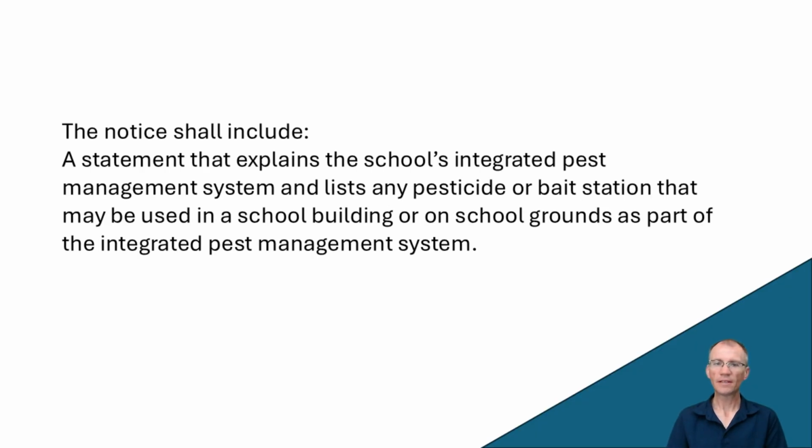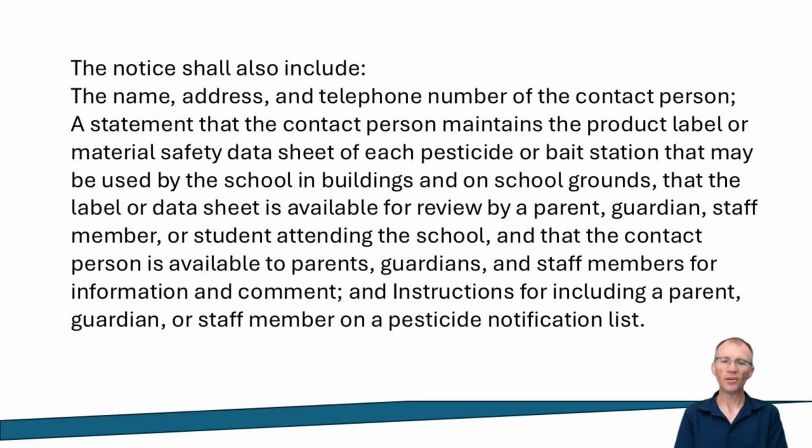The notice shall include a statement that explains the school's integrated pest management system and list any pesticide or bait station that may be used in a school building or on school grounds as part of the integrated pest management system. The notice shall include the name, address, and telephone number of the contact person, a statement that the contact person maintains the product label or material safety data sheet of each pesticide or bait station that may be used by the school in buildings and on school grounds, that the label or data sheet is available for review by a parent, guardian, staff member, or student attending the school, and that the contact person is available to parents, guardians, and staff members for information and comment and instructions for including a parent, guardian, or staff member on a pesticide notification list.